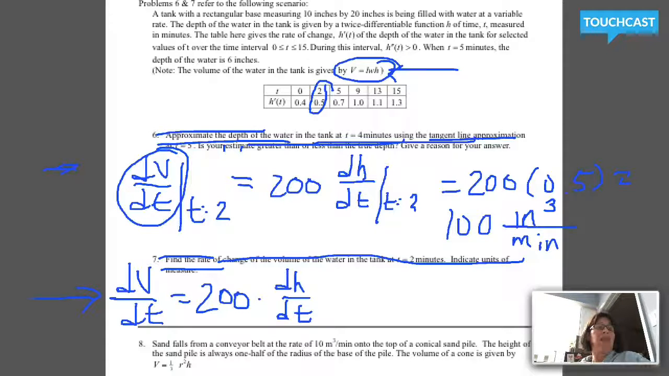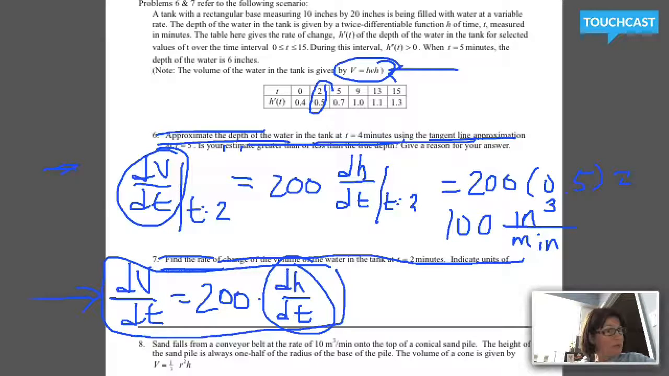I have another option, which is I could go back to this equation. 200 came from multiplying 10 inches by 20 inches, and I know the units on h are going to be inches. So the units on dh/dt are going to be inches per unit time, so inches per minute. They came from multiplying inches squared times inches per minute, which makes, again, inches cubed per minute. Your final answer: 100 cubic inches per minute.